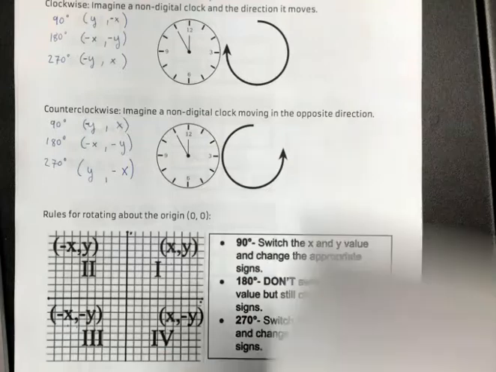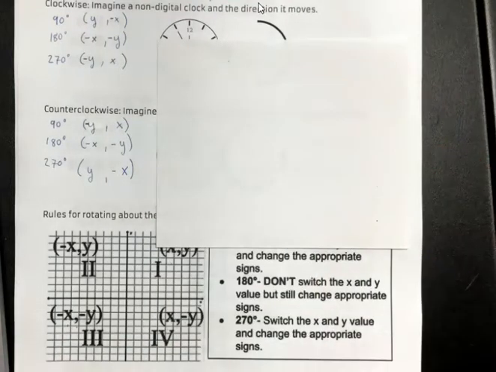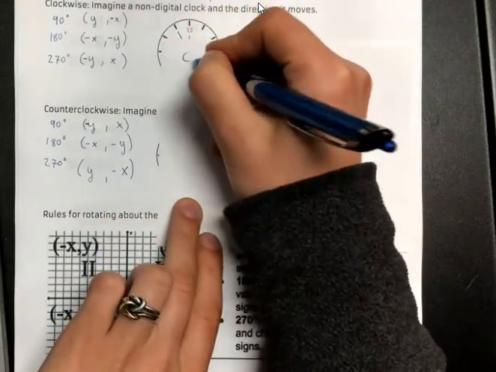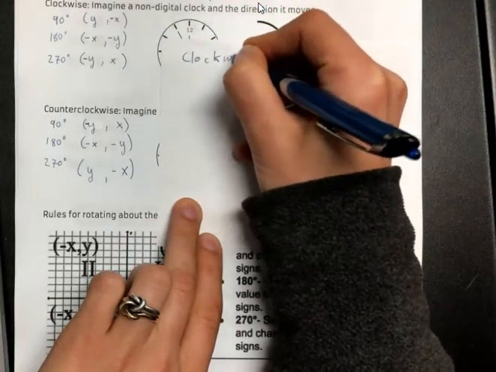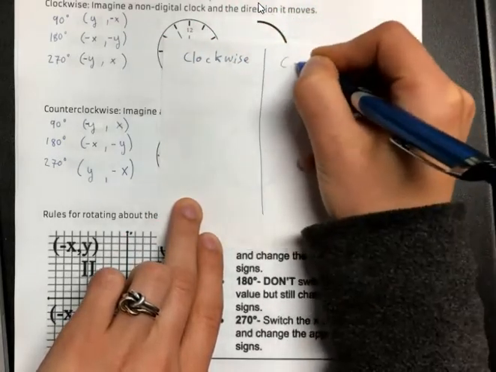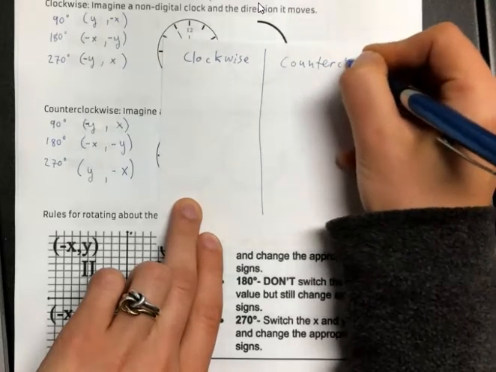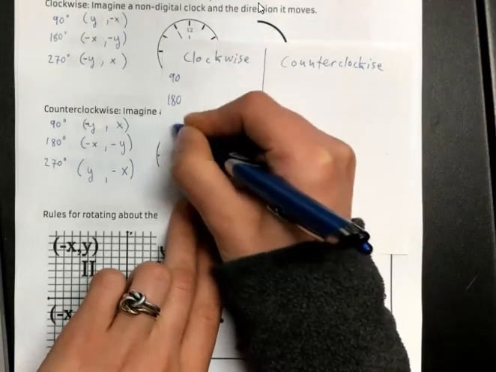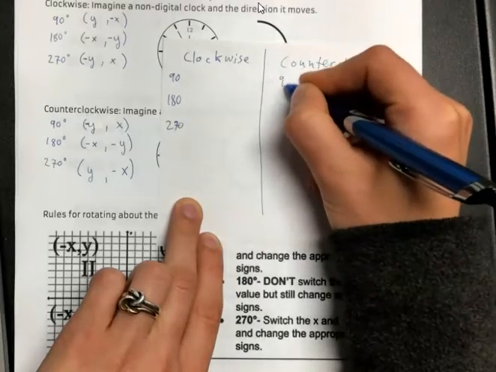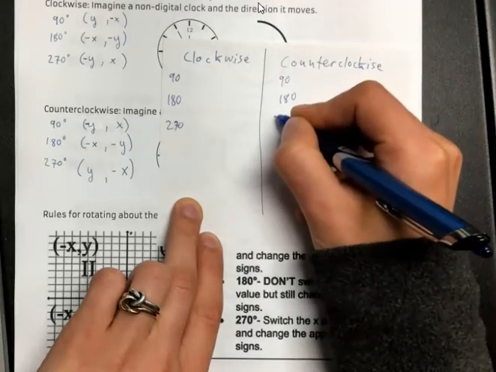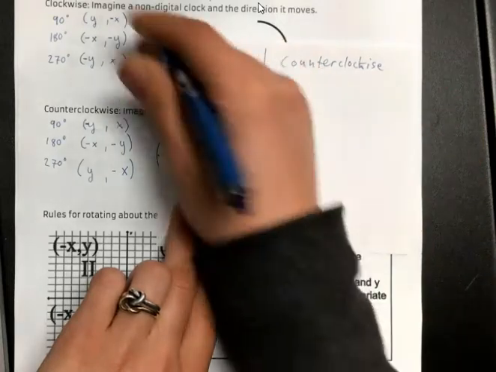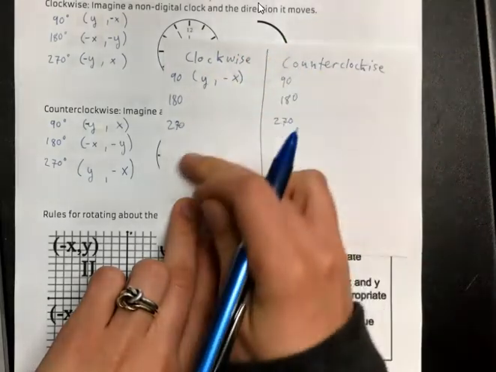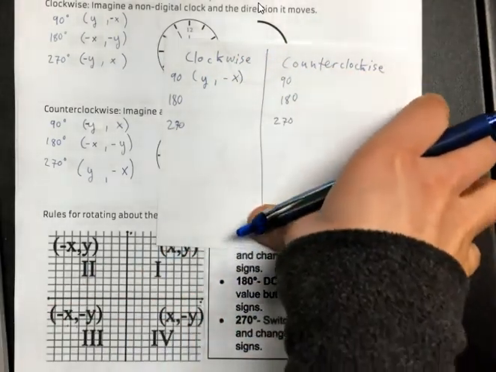Now that I have my cheat sheet, I'm going to transfer all of that onto a chart right here, so I have it available for my practice and the rest of my notes. So I'm going to create a clockwise chart and a counterclockwise chart, and 90, 180, 270, and I'm just going to put down what I wrote here. So you just have y, comma, negative x, right? And I'm going to write all of it down.